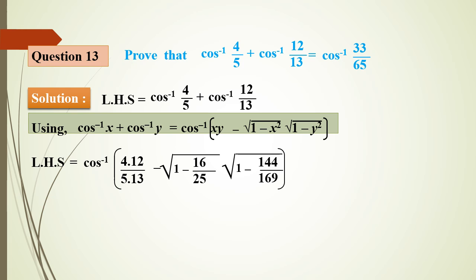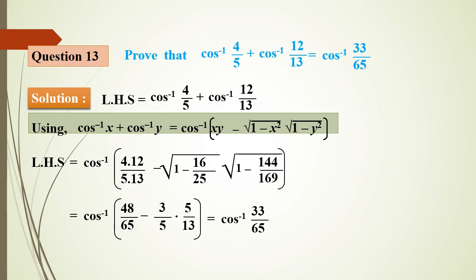Now after simplifying this term, cos inverse of 4 into 12 is 48, 5 into 13 is 65, minus, find the LCM from the square root term. 25 minus 16 is how much? It is 9. 9 divided by 25. After taking it out of the root, it will be 3 divided by 5. Into, find the LCM from the second square root term. 1 into 169 is 169 minus 144, it will be 25 divided by 169. 25 after taking it out of the root will be 5, and 169 will be 13.